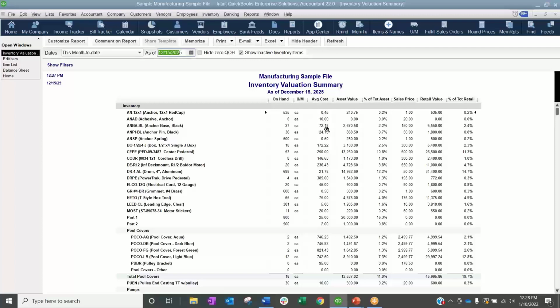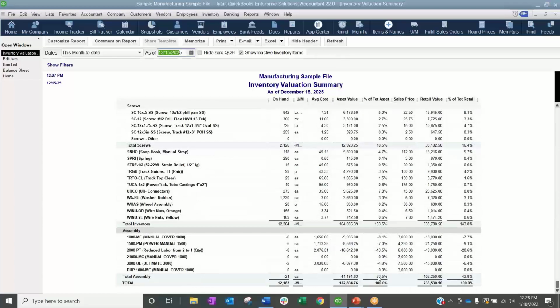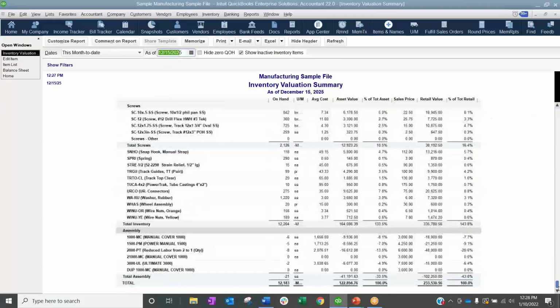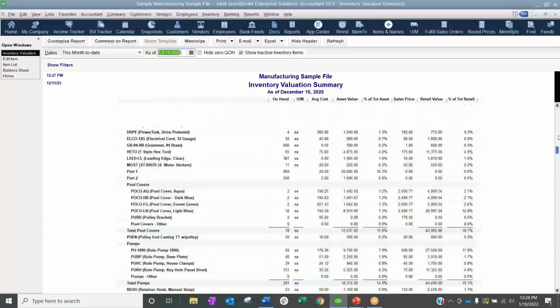So then we have our average cost, again, leading up to this point. We have our asset value, which is just 37 times 72.18. We have our percentage of total assets. So how much of the overall, right, we get to 100% at the bottom. How much of the overall value of the asset does this hold? So it's literally just this 2,670.58 divided by the total at the bottom.